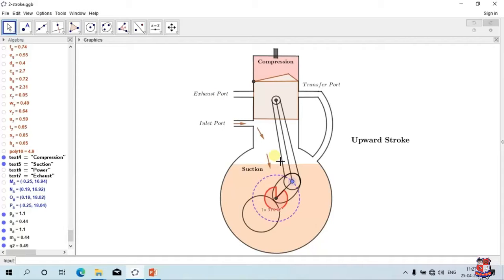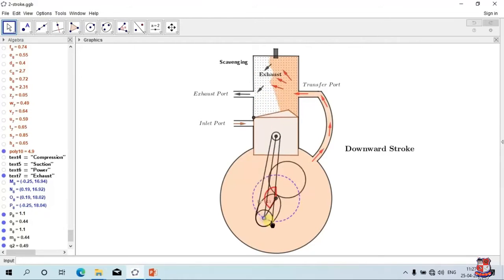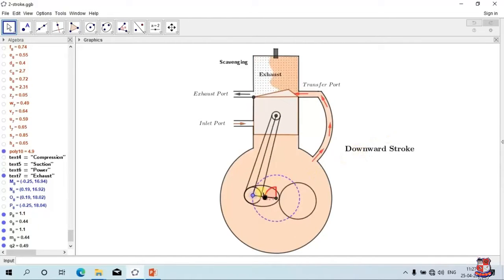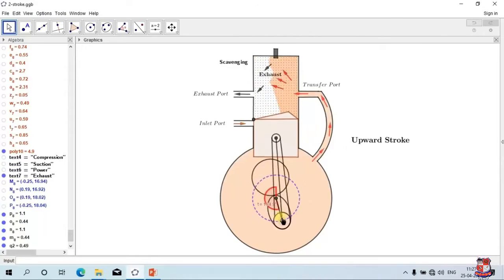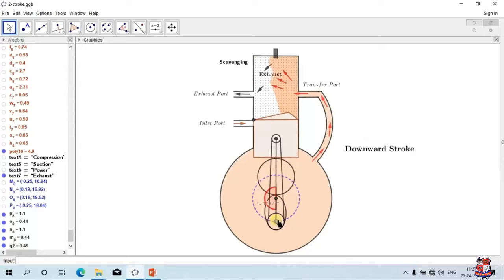Now let's have a look at the working of the two-stroke engine. As you can see over here, there are only two strokes, upward and downward. If you recall the four-stroke engine, we were using four strokes to complete a cycle, while in the two-stroke engine the whole cycle will be completed in two strokes only, meaning two movements of the piston only. So let's talk about the first stroke, the upward stroke.